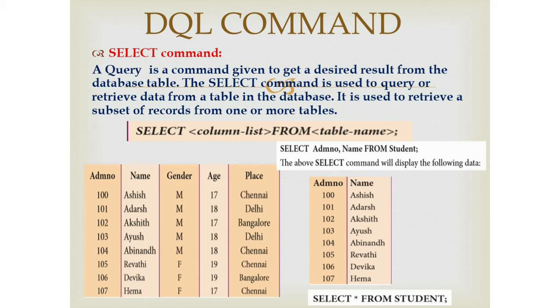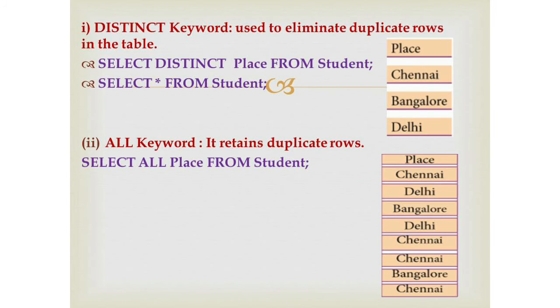Suppose you want to view all the fields and rows of the table. You want to view all the fields, all the columns, all the records of the table, you have to give the command like this: select star from student. Star means all. Select star from student means you can view the table with all the columns and all the rows. Clear?